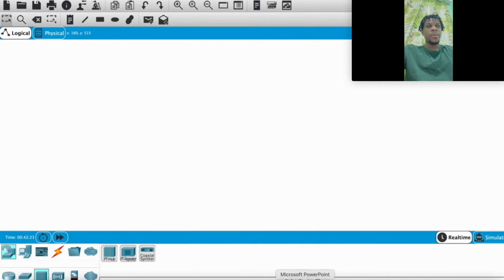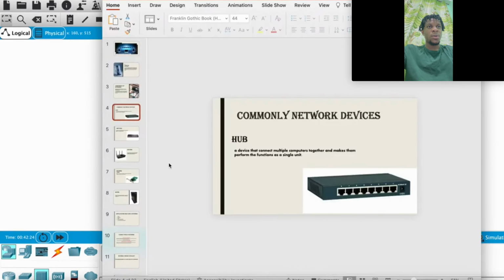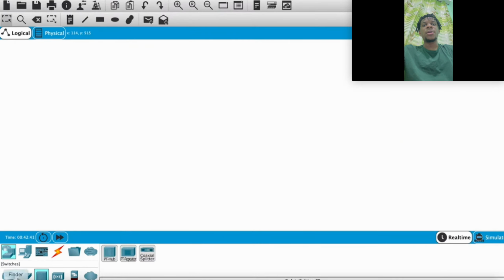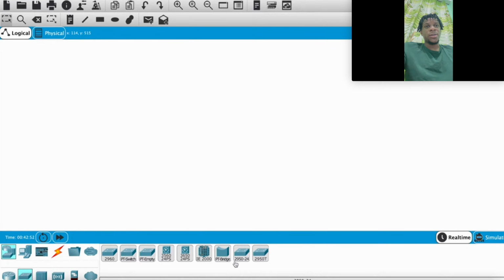Number 5. Switches. A switch is a computer networking device that connects devices together on a computer network. That's the definition of switches. Then here's an example of a switch. You have the 2960 switch, PT switch, different switches you can use at your disposal.